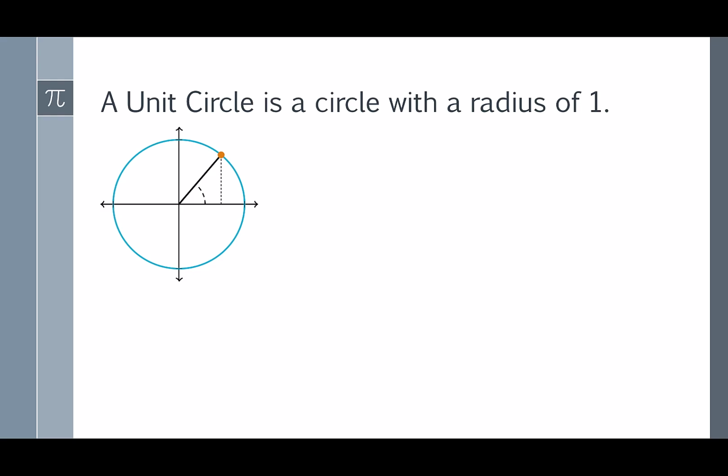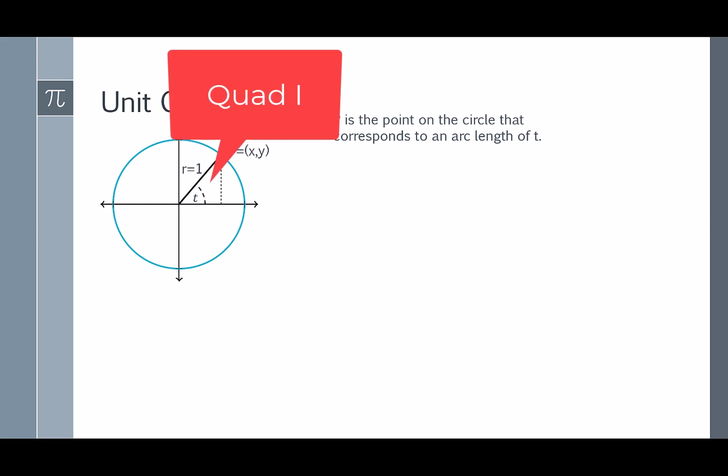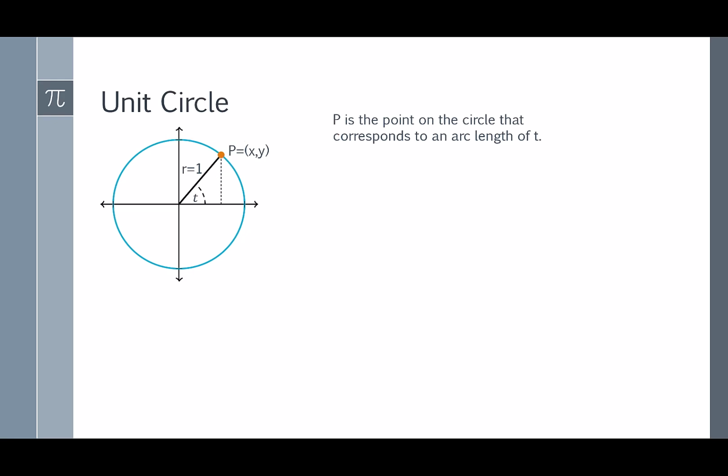A unit circle is a circle with a radius of 1. We can put any point P on the circle and it's going to have coordinates x, y. Today we're going to keep all of these points in the first quadrant. It's important to see that P is the point on the circle that corresponds to an arc length of t.